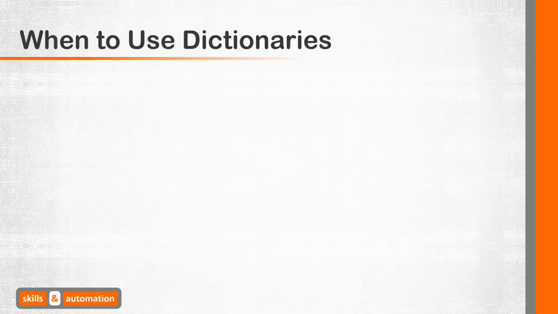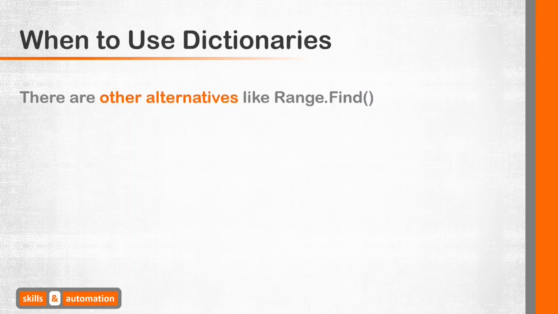Now that we're acquainted with dictionaries and all the awesome ways we can use them, let's look at when and why to use them. For each example that we have covered, there are other techniques that can be used to perform the same operation. In the examples for dynamic copying and lookups, we can use range.find instead. And for unique values, we could use advanced filter. In fact, in most cases, they're even faster than using a dictionary. But dictionary is a one-stop shop and is more flexible, at least in my opinion.